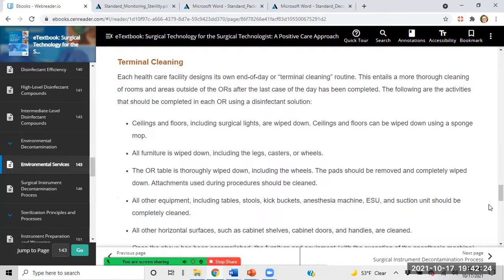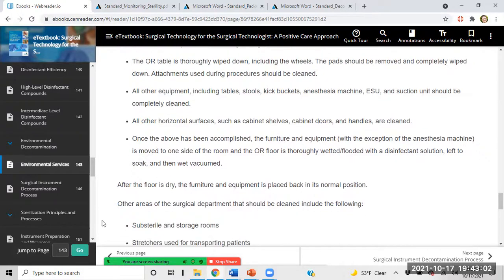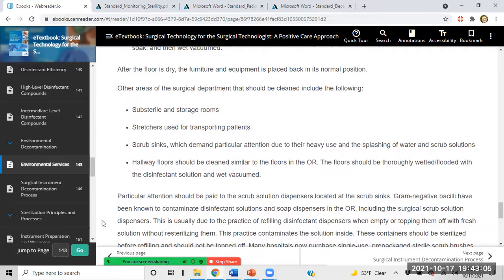This is really important. This is at the end of the day. Terminal cleaning is also done anytime that there is a possible contamination in the room. So somebody that's suspected of CJD, usually that OR is closed for a terminal cleaning. And there's certain pathogens that they will close an OR for a terminal cleaning. But this is typically done at the end of every day. And you can see it entails much more detailed cleaning, including the wheels and all of the surfaces. And then the floor is dried, and then there's more cleaning done.